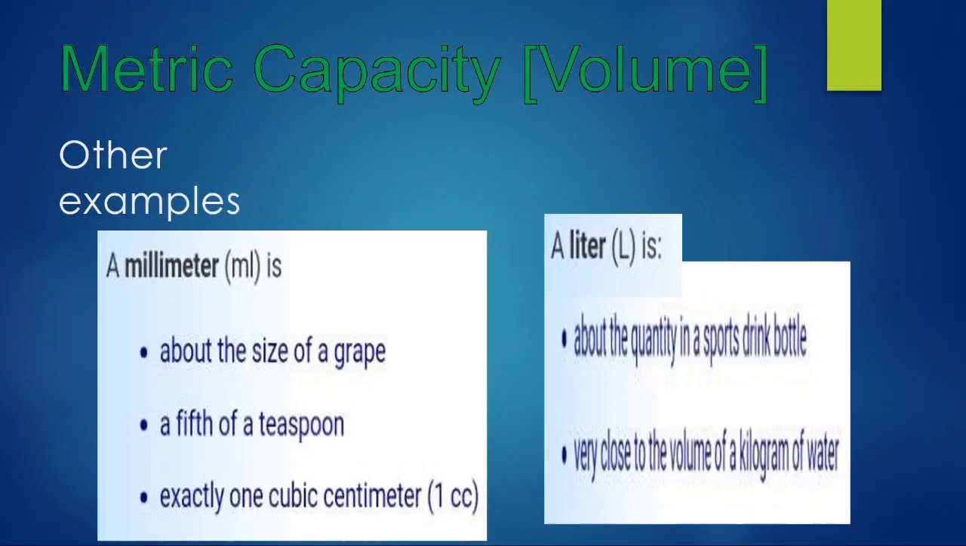For example, for metric capacity, a milliliter is about the size of a grape, a fifth of a teaspoon, and a liter is about the quantity of a drink bottle, water, soft drinks, or juice, and very close to the volume of a kilogram.